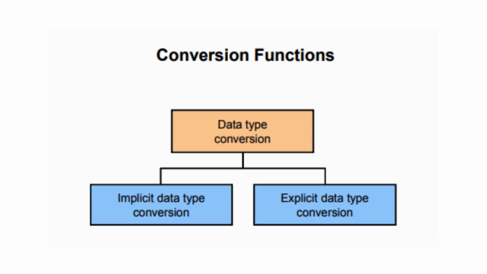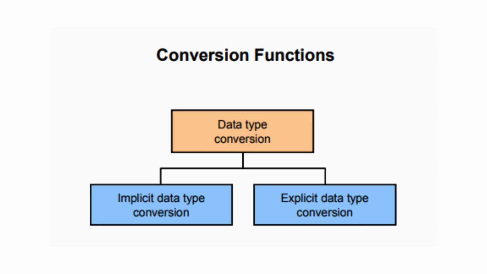In some cases, the Oracle server receives data of one data type where it expects data of a different data type. When this happens, the Oracle server can automatically convert the data to the expected data type. This data type conversion can be done implicitly by the Oracle server or explicitly by the user. Implicit data type conversions work according to the rules explained in the following slides. Explicit data type conversions are performed by using the conversion functions.